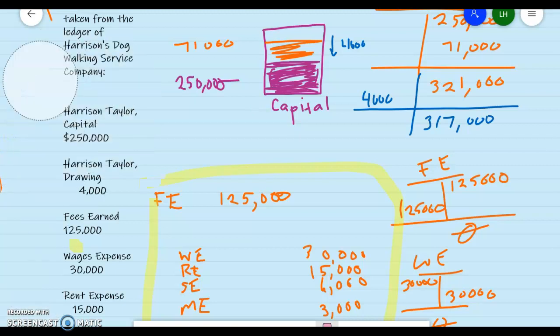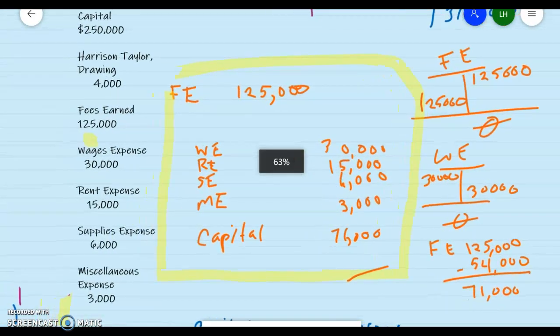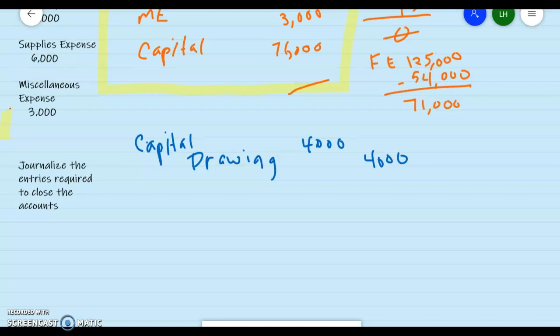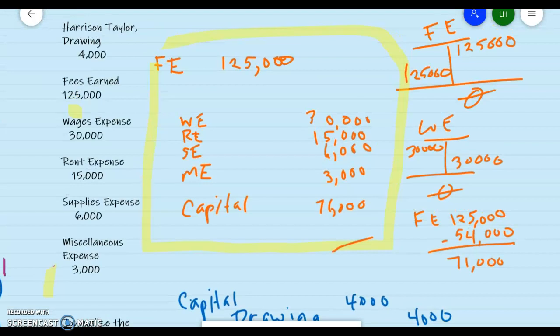So those are your steps. To close revenue, you debit it. To close expenses, you credit them, and then you're going to either debit or credit capital depending on if you have net income or net loss. If you have net income, then capital is going to go up with the credit. If you have net loss, then capital is going to go down with the debit. And you always close drawing by crediting it and debiting capital. So anytime you close drawing, capital is always going to go down. But with revenues and expenses, capital may go up or down depending on if you have a net income or a net loss. And you do not have to use the income summary account at all. Hopefully this will help you. Let me know if you have any other questions.